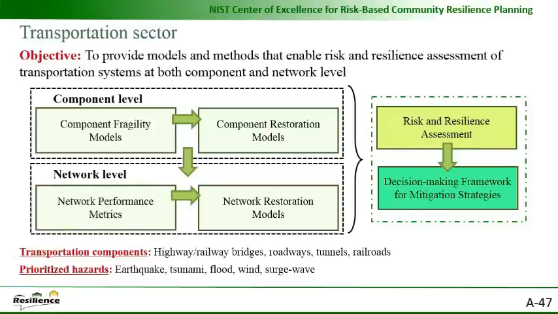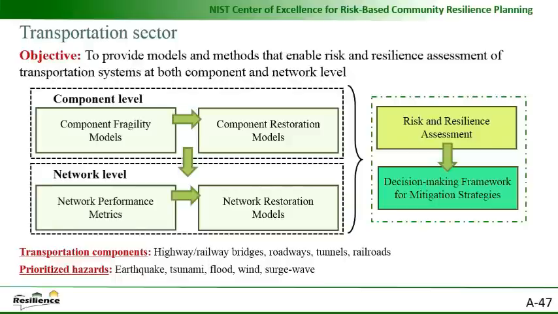The objective of the transportation task is to provide models and methods that enable risk and resilience assessment of transportation systems. In particular, the task aims to 1. Develop or identify fragility and restoration models for different components of transportation networks. 2. Develop or adopt appropriate network performance metrics that support network-level restoration modeling. And 3. Integrate the models developed for component and network levels to perform comprehensive risk assessment that can ultimately support a decision-making framework for resilience enhancement.